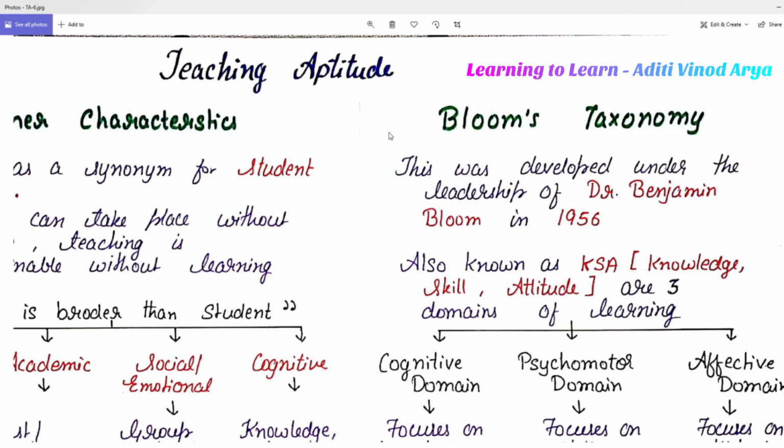So there are three learning domains. Now what do we understand by learning domains here? Learning domains here means any student who's trying to learn something will learn it only in three different ways. The first is the cognitive domain, the second is the psychomotor domain, the third is the affective domain. Now, what are these domains?